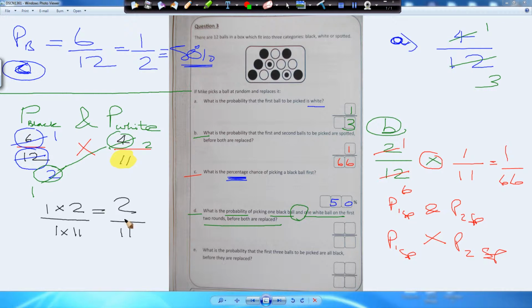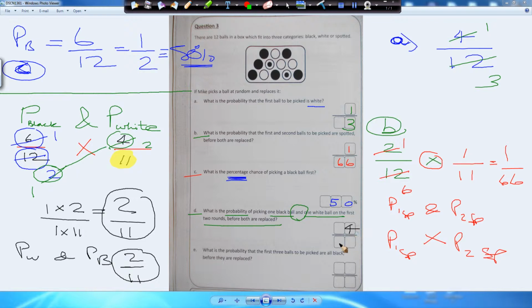Now, what we worked out was the probability of a black and the probability of a white. There's also a question here, picking one black and one white. We can also get them in the reverse order as well. So we could also get the probability of a white and then the probability of a black, and that will also give us another 2 out of 11. So if we get this 2 out of 11 and this 2 out of 11, because it's going to be either this or that combination, that will give us a total of 4 out of 11.